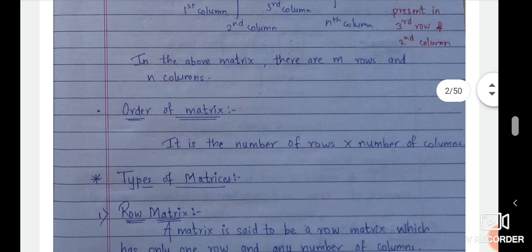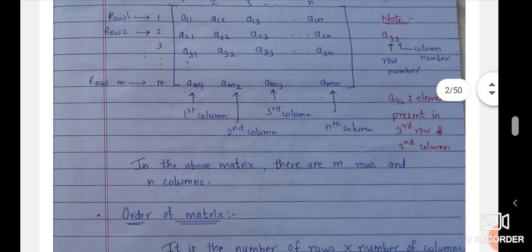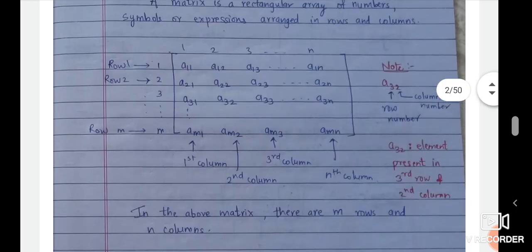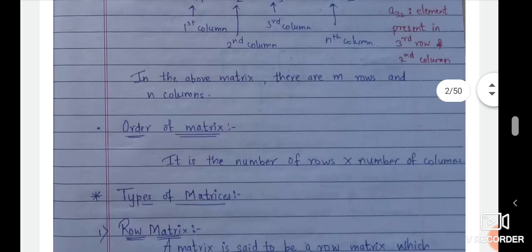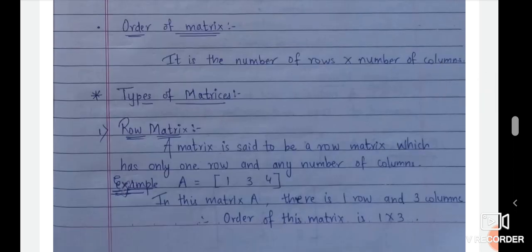Next is the order of a matrix. Order of a matrix is nothing but the number of rows into the number of columns. If I see the above matrix, there are total m rows and n columns. So the order of this matrix is m into n.